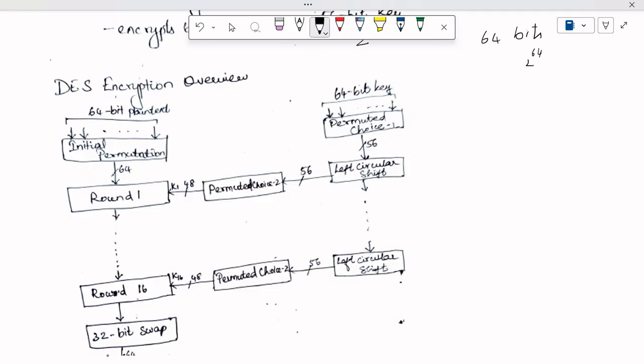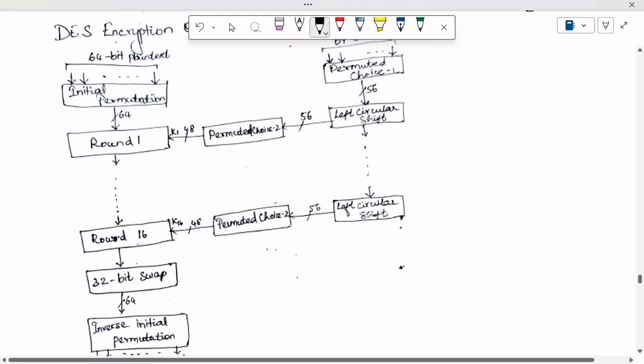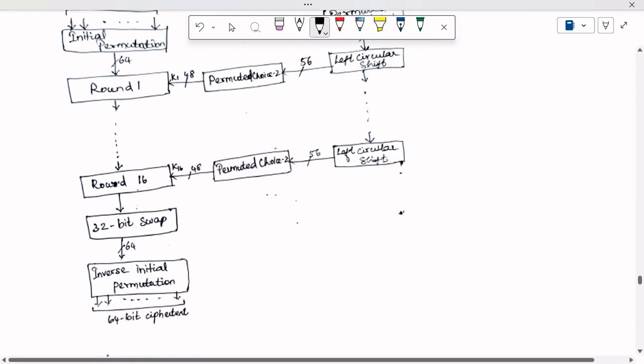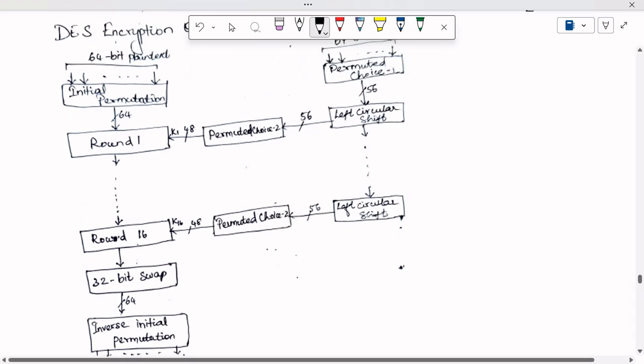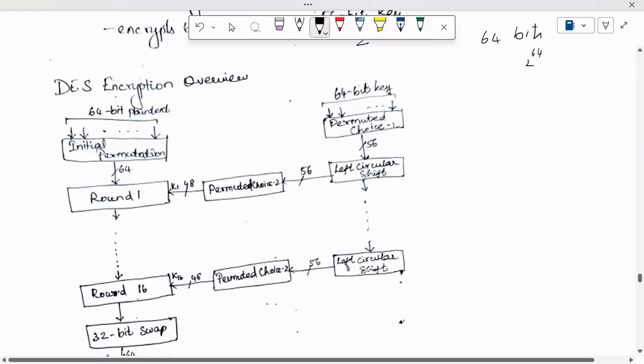According to the Feistel cipher structure, the plain text block will be divided into 2 halves and then it is processed. So that same thing holds good here. It is processed and then finally there will be a 32-bit swap, and the output of that 32-bit swap will come across an inverse initial permutation. The final thing is going to be the 64-bit output cipher text, and each round will get a unique key.